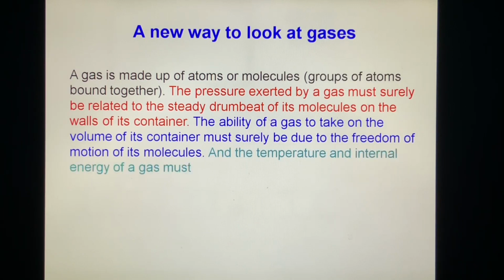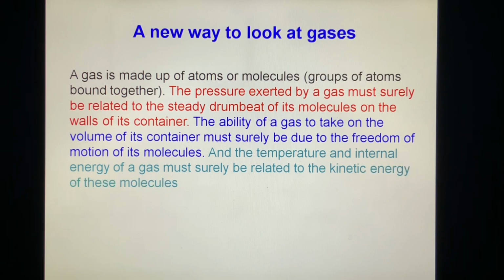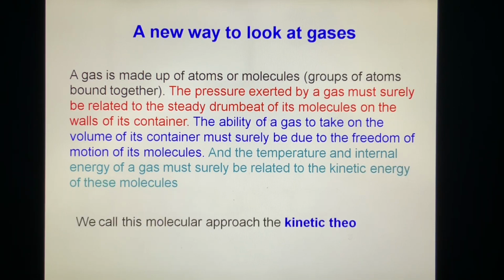And the temperature and the internal energy of a gas must surely be related to the kinetic energy of its molecules. We call this molecular approach the kinetic theory of gases. This is the subject of this chapter.